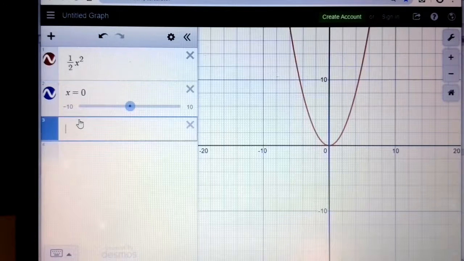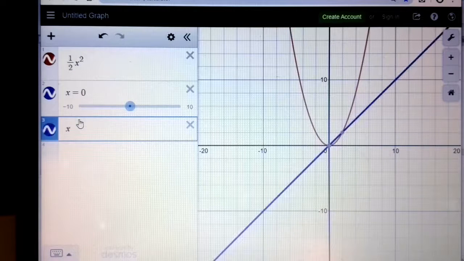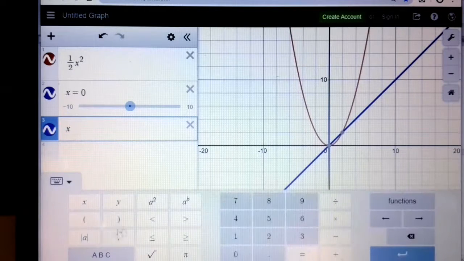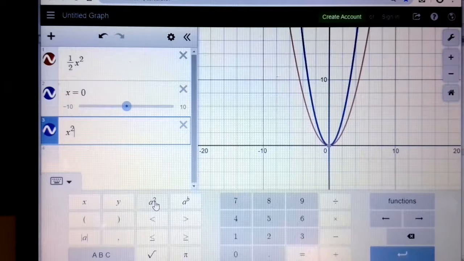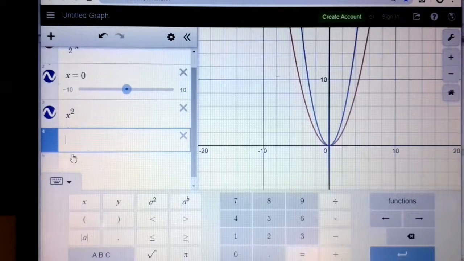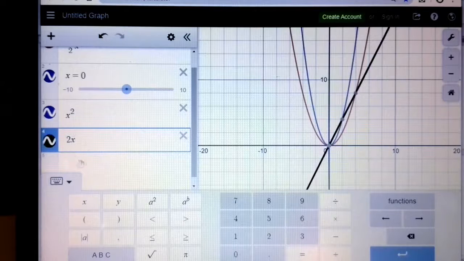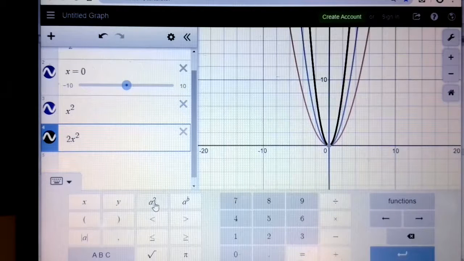And if I want to, I can go ahead and compare what that looks like with my original, and then I can compare that with what that looks like with the graph that has the 2. So this blue is my original, y is equal to x squared. This skinnier graph is when I have a coefficient of 2, and this fatter graph is the one where I have a fraction coefficient, and that's the one that makes the graph open up wider.